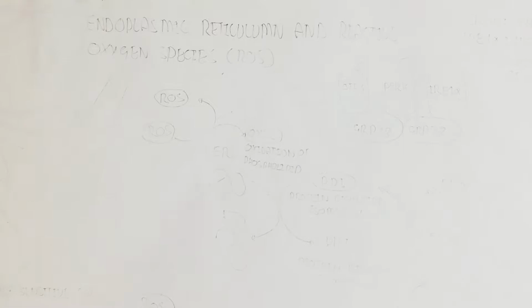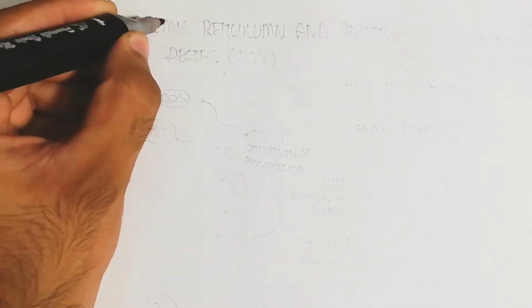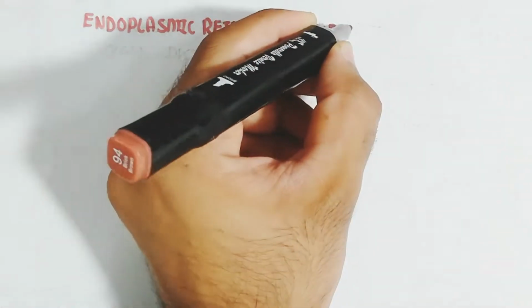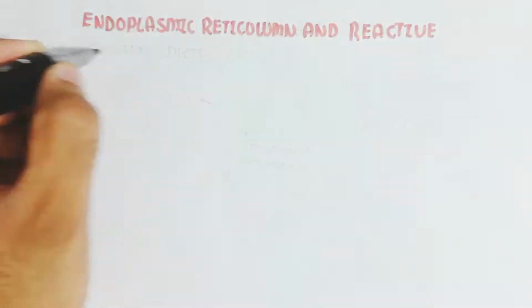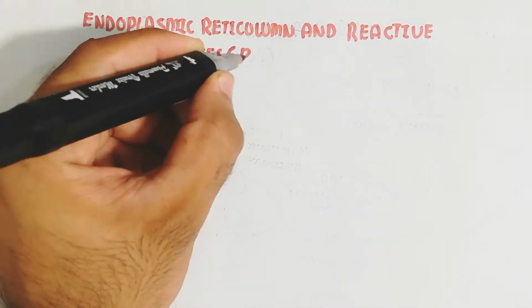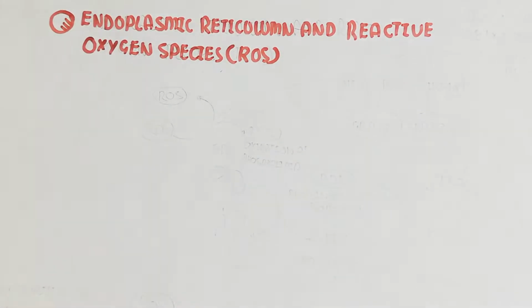Hello, in this video we will discuss the endoplasmic reticulum and how damage to the endoplasmic reticulum produces reactive oxygen species, ROS, the reactive oxygen species. So what is the role of the endoplasmic reticulum?